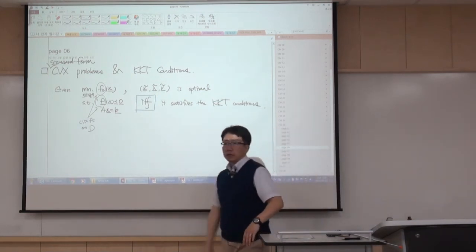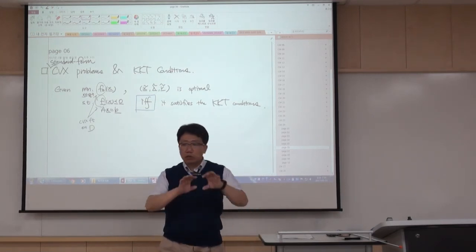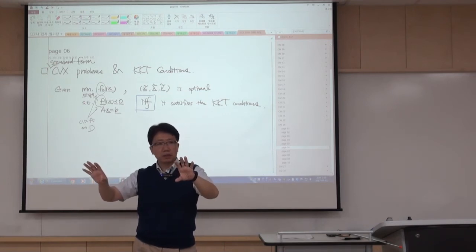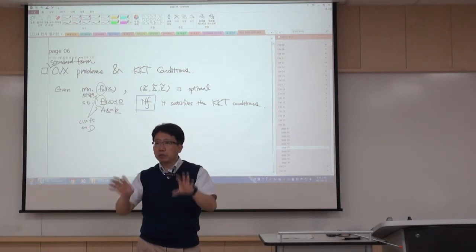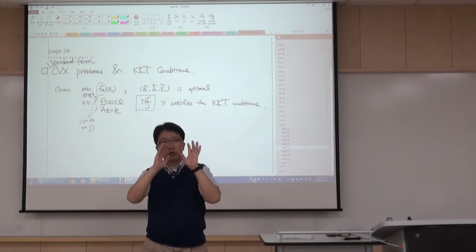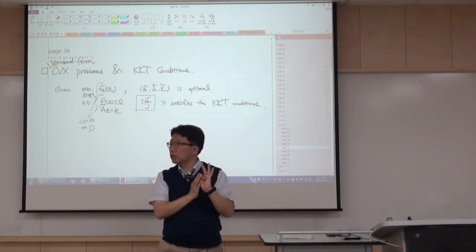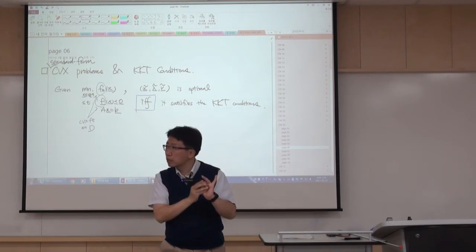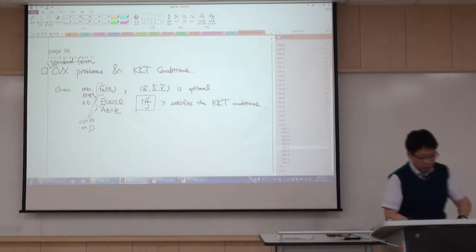So what does this say? Suppose you are given a convex optimization problem in a standard form. Then, in order to find the primal optimal solution, you formulate the dual problem. And then you try to find every triplet of x, lambda, nu such that they satisfy primal feasibility, dual feasibility, complementary slackness, and the fourth condition. Oh, by the way, we should assume that they are differentiable.